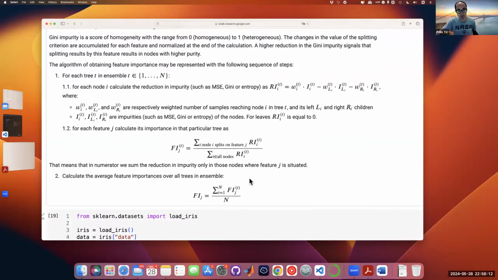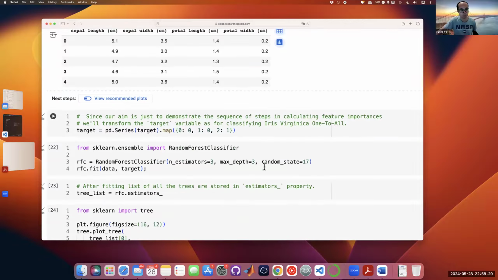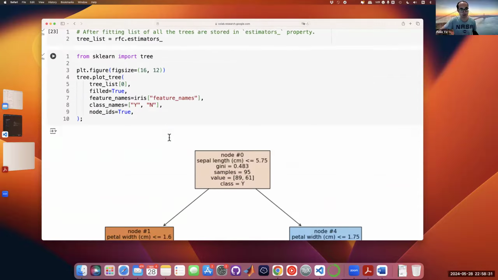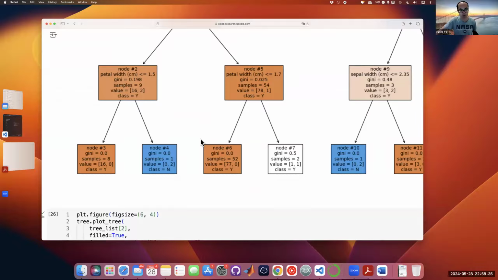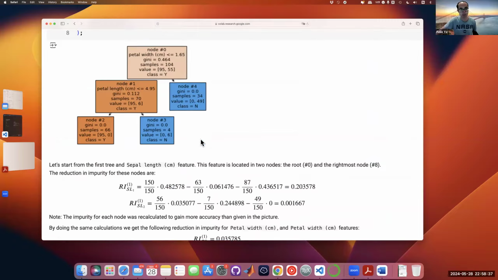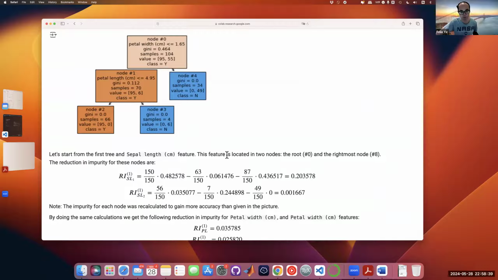But we have a lot of trees, so we sum over all trees from 1 to n and take the average. This gives the average feature importance across all trees in the ensemble. All right, so we can do all these things. You can go back and check it; it actually gives you very specific examples with the iris data.